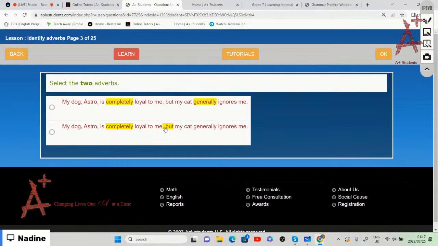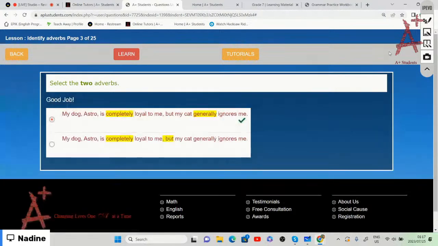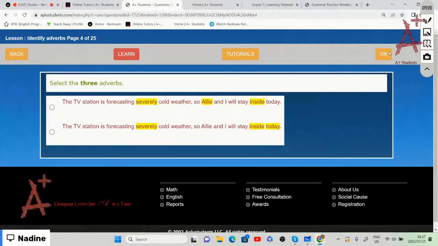All right, we need to choose one of the options, and both option one, generally as well as completely, tells us how.